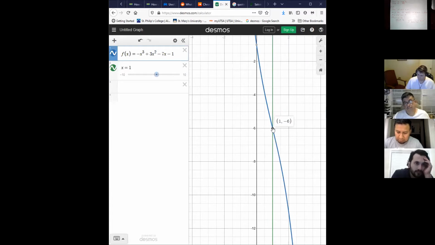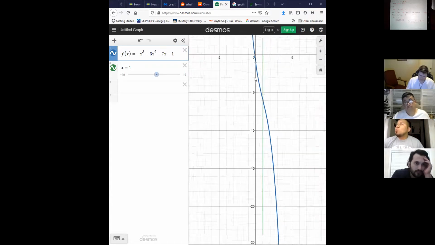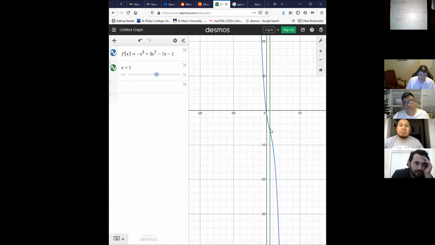So what's happening here? Before this point, the graph is opening upward. It's hard to tell from this picture, so let me zoom out for you. See how it's opening up like half a parabola? From before the inflection point, it's concave up. After this point, the concavity changes, meaning it's opening down. So from 1 to infinity, we are concave down. From negative infinity to 1, we are concave up.